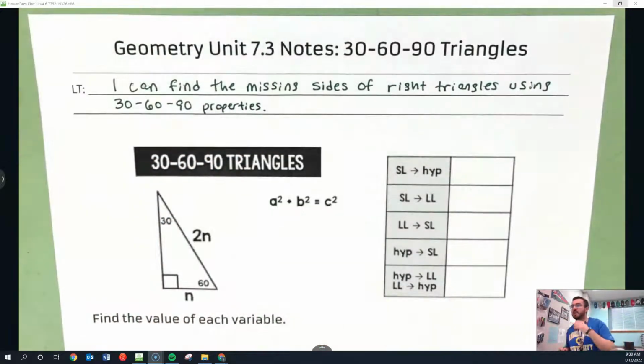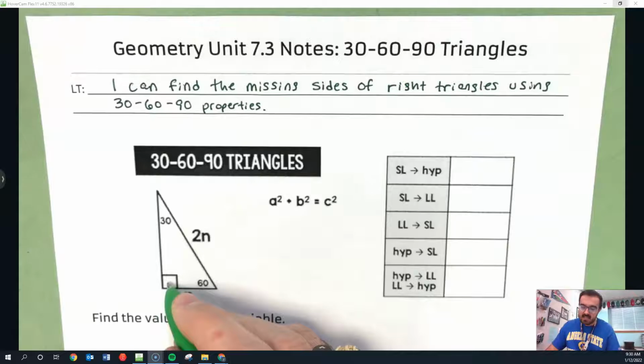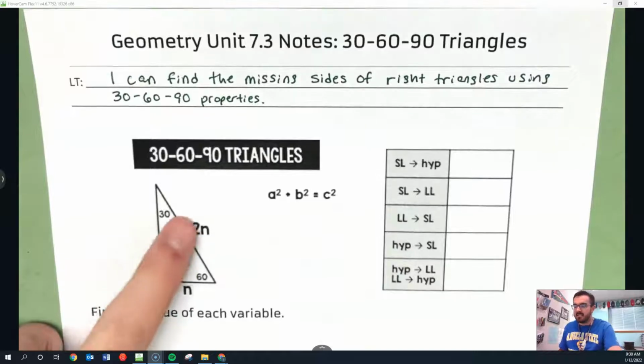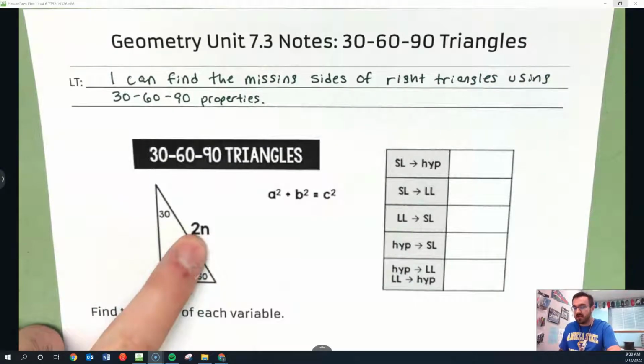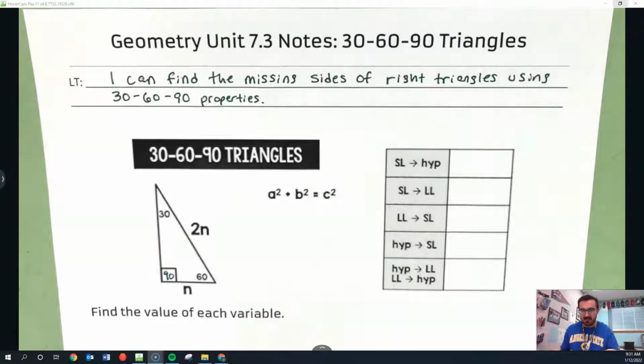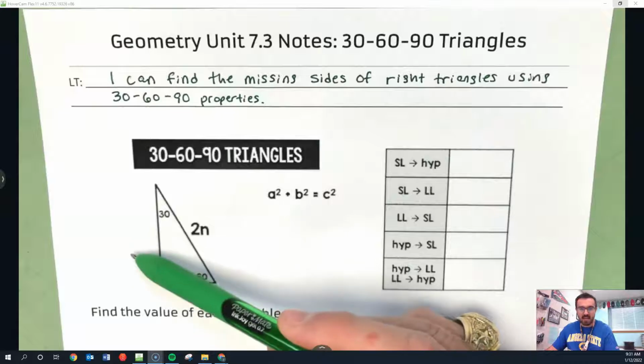Okay, so last time we talked about our first special right triangle, which was 45, 45, 90. Today we're talking about 30, 60, 90 right triangles. Same idea. If, for instance, we had the short leg labeled as n, and this side was labeled as 2n, what's going to be our third side? We're just going to briefly discuss an example of how we could use the Pythagorean theorem to find out what this side would be.